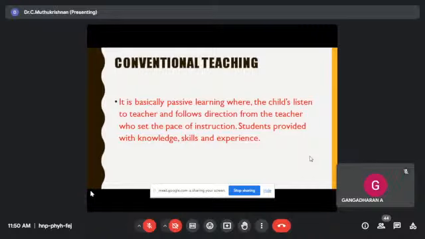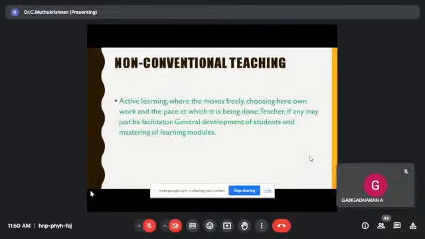That is one method of teaching. And the second method of teaching is called the non-conventional teaching method. It is active learning. Non-conventional teaching is called active learning, where the student freely chooses her own work and the pace at which it is being done. The teacher, if any, may just be a facilitator of the general development of students and the mastering of learning models.